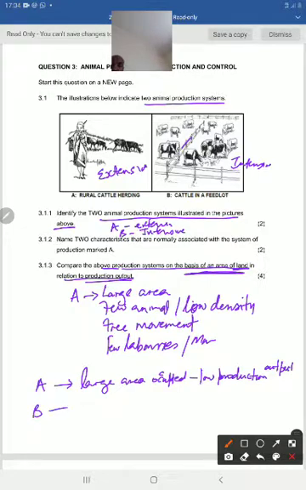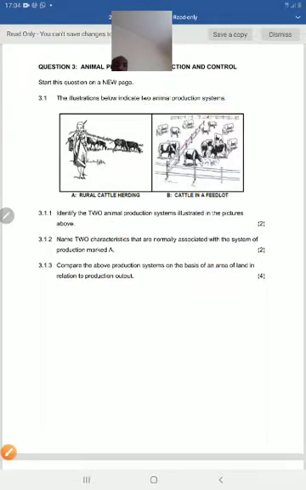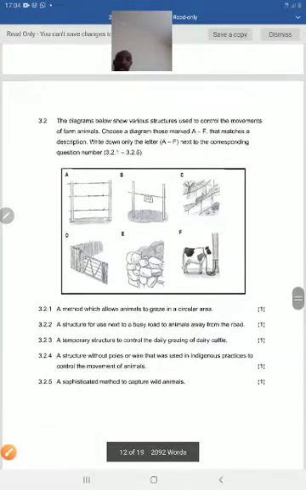B, intensive, it's a small area occupied and high production output. You can see, ne? So this one is intensive, small area, but high production. Extensive. Okay, let's move on.